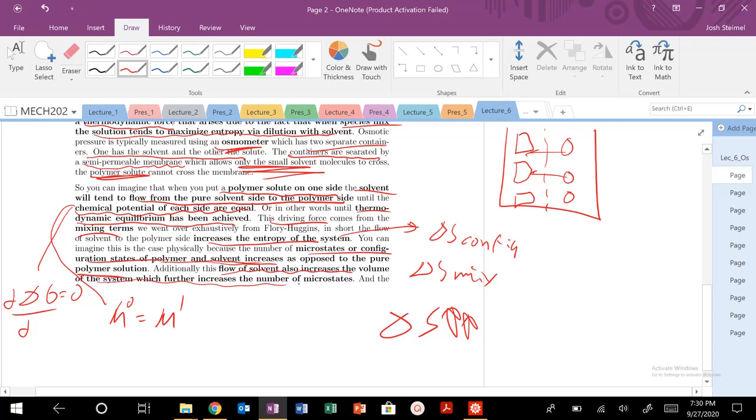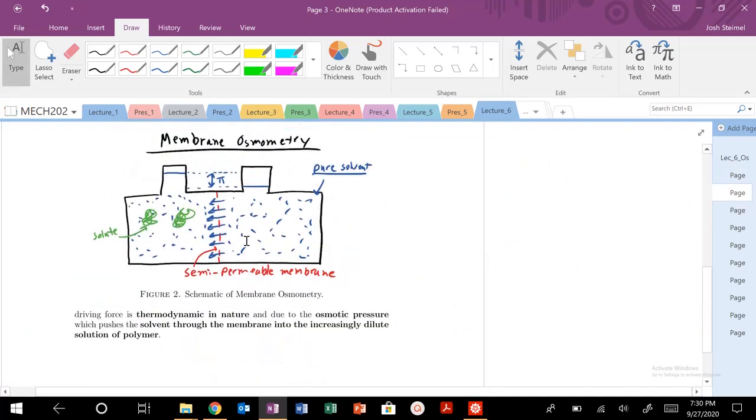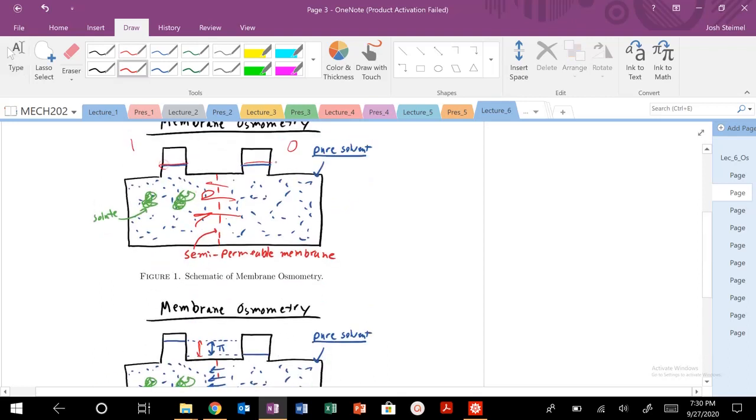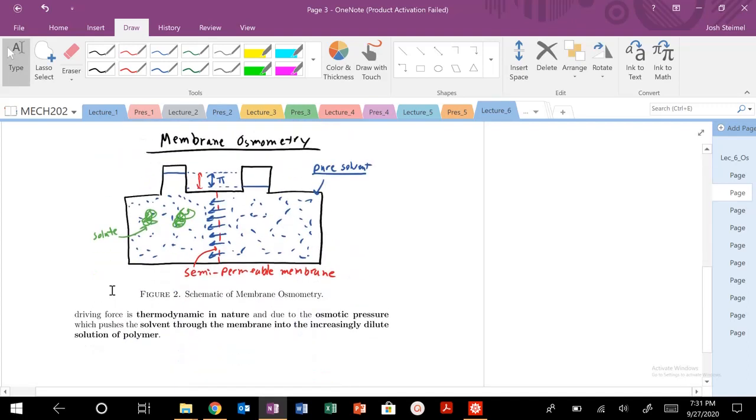So this is a unique system. Previously, we've kept volume constant, but now you're going to see that as our solvent flows to this side, you can see the change in height that's measured by the osmometer. Initially, volumes are equal. As pure solvent goes over here, we have a change in volume, a larger number of microstates, more and more mixing. That's the thermodynamic driving force that we've been talking about over and over again. It's due to this osmotic pressure, which pushes the solvent through the membrane. And if more solvent is entering here, our solution is becoming even more dilute than the initial solution of polymer and solvent mixture.